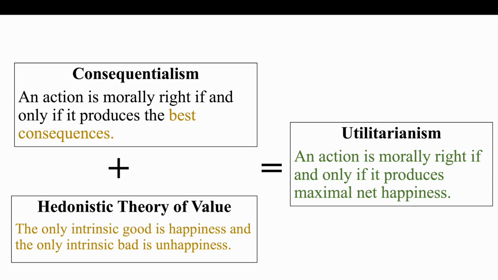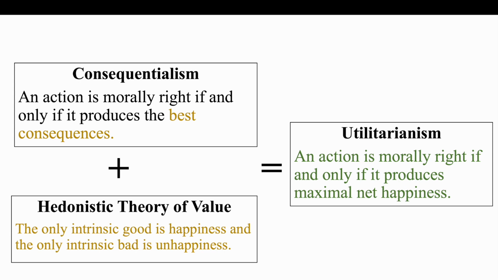When we combine these two, what we have is utilitarianism, which is a completed moral theory. It says an action is morally right if and only if it produces maximal net happiness. Now, what utilitarianism tells us is that the right thing to do is always the thing that leads to the highest possible balance out of all of the options you have of happiness or pleasure for all over unhappiness or pain for all.